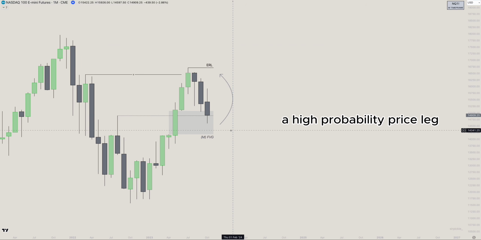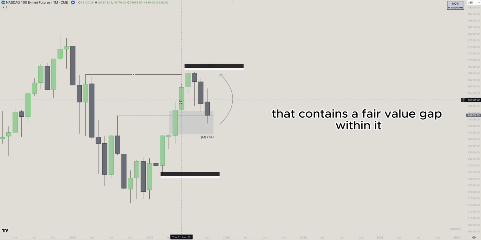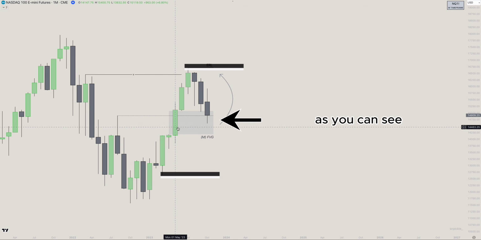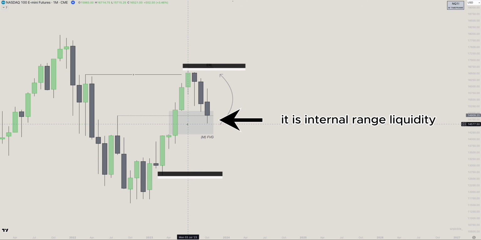A high probability price leg being a swing high to swing low that contains a fair value gap within it. As you can see, this is inside of this swing high to swing low. It is internal range liquidity.